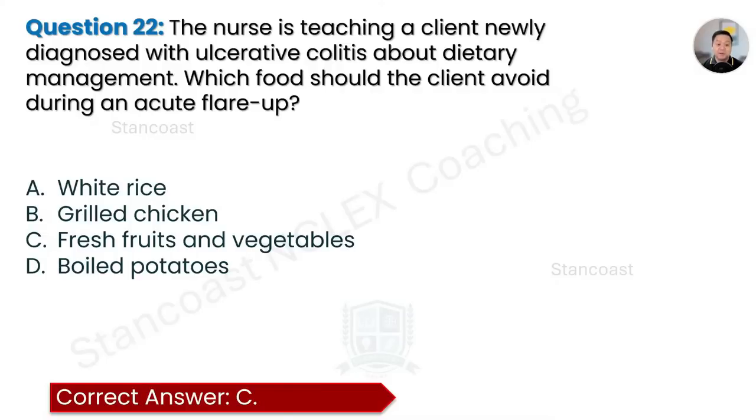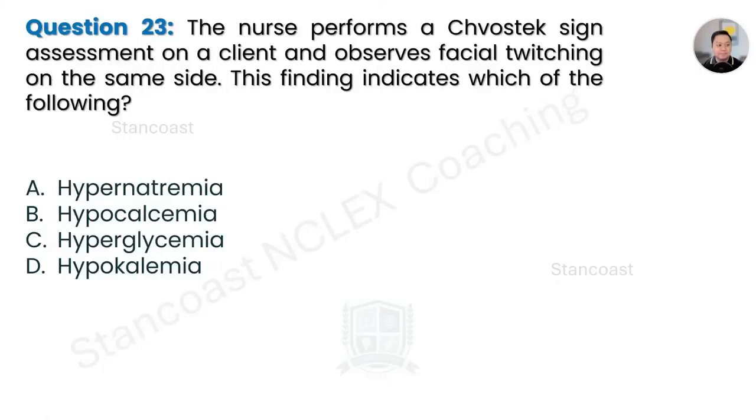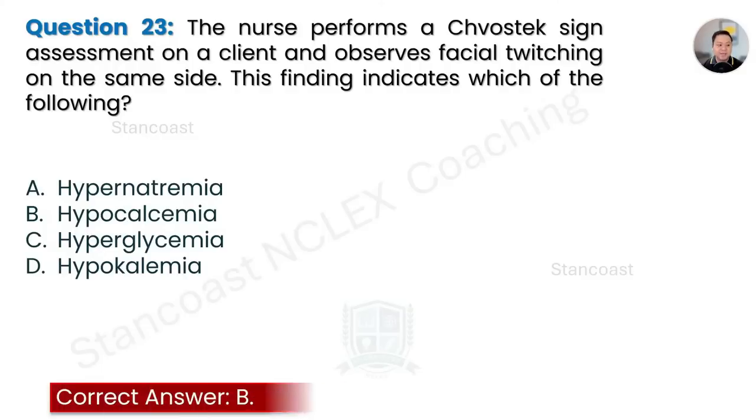23. The nurse performs a Chvostek sign assessment on a client and observes facial twitching on the same side. This finding indicates which of the following: A, hypernatremia, B, hypocalcemia, C, hyperglycemia, and D, hypokalemia. The answer is hypocalcemia. This is going to lead to neuromuscular excitability, leading to Chvostek sign, which is the facial twitching, and this is a hallmark sign of low calcium levels.